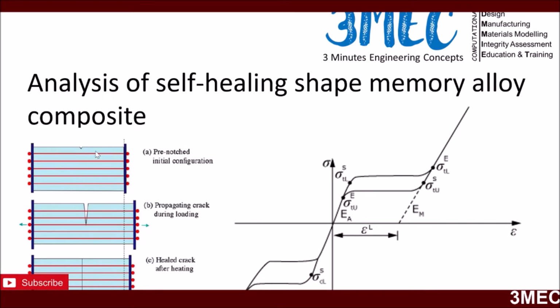And the problem is we have a matrix and we have shape memory alloy fibers in it, as you see here, and it can have a pre-notched sample or it can have a crack already inside the sample. So this is the initial configuration. Then in the experiment, they pull the sample in one direction and you see the crack starts to propagate, while your shape memory alloy wires or fibers start to deform.